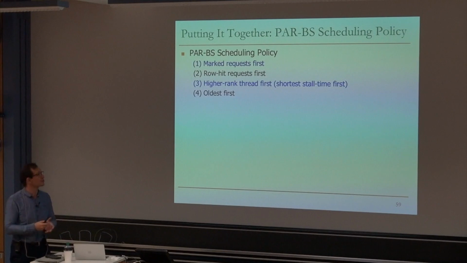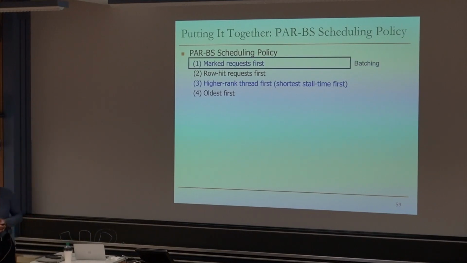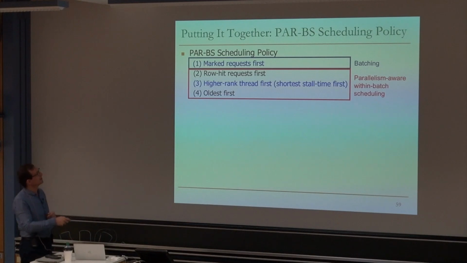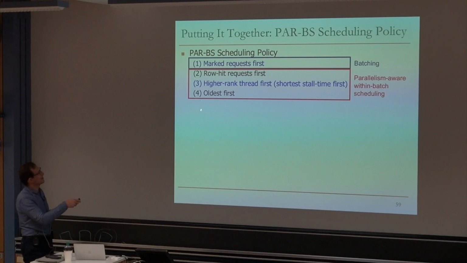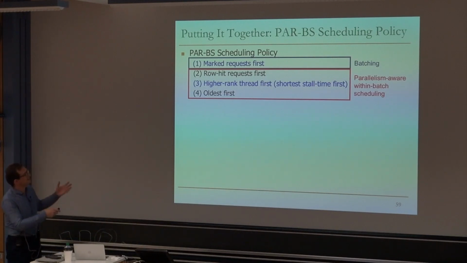So this is a simple scheduling policy. Remember, we want to prioritize the batch request first, which means that marked requests are prioritized over everything else. And within the batch, among the marked requests or among the non-marked requests, this is the prioritization order. You prioritize row hit requests to maximize row buffer locality. The next priority order, higher ranked thread, is prioritized over other threads to maximize parallelism, and then everything else being equal, you prioritize older requests over others.